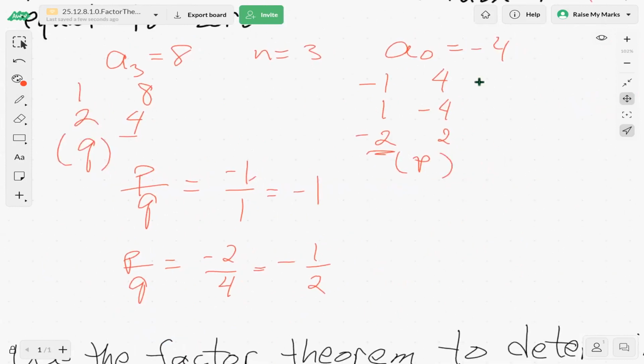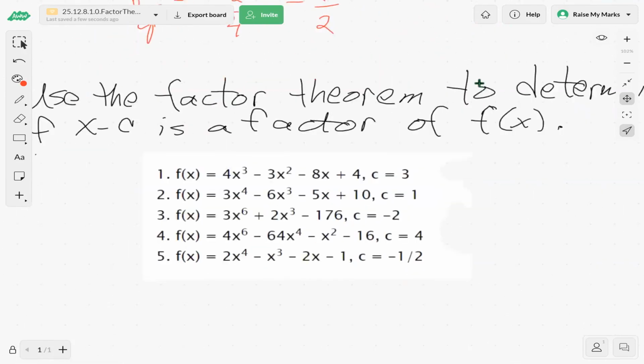I'm not going to state them all here, but given all the possible p values, or factors of our constant term, and all possible q values, factors of our leading coefficient, if you work through it, you'll be able to find all the possible ratios p over q. Okay, so now let's look at the next exercise.